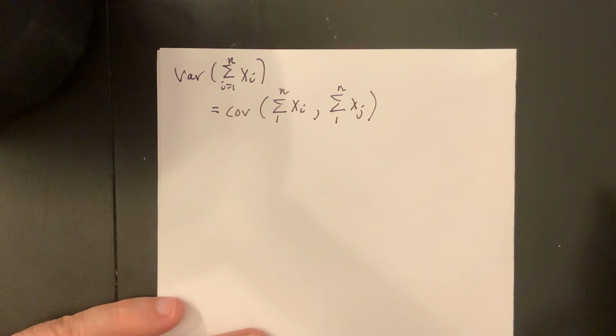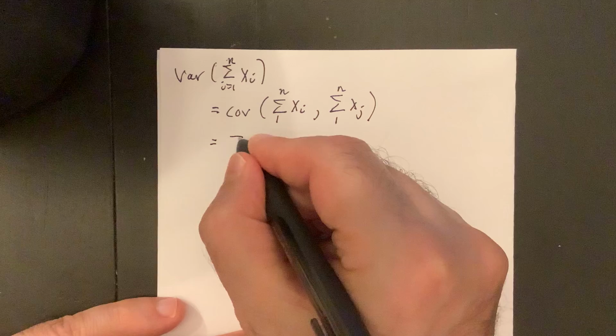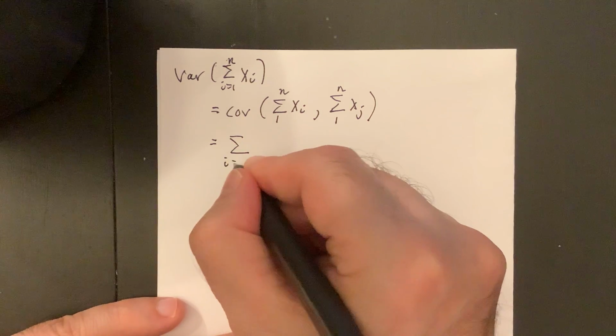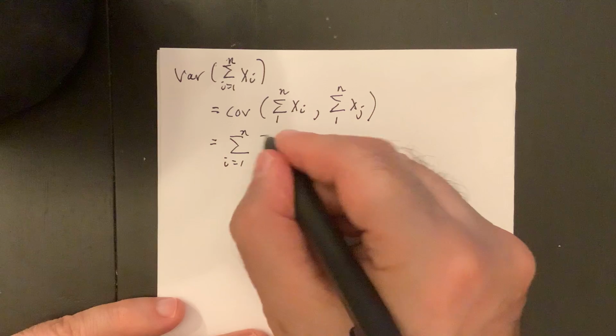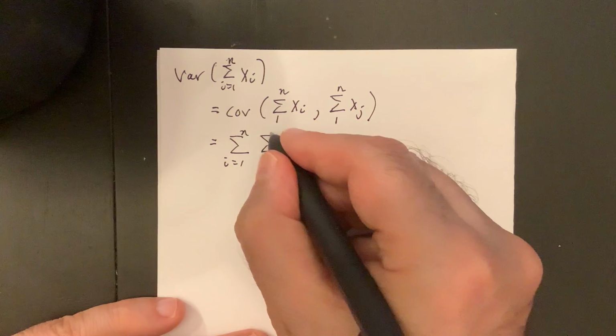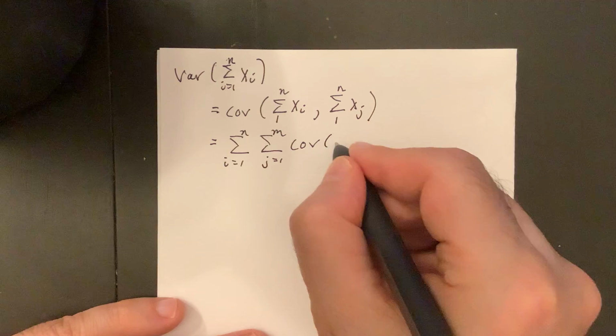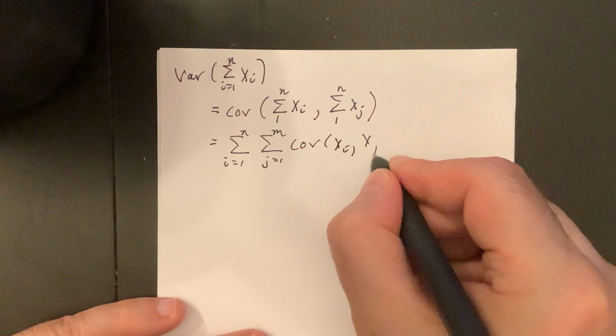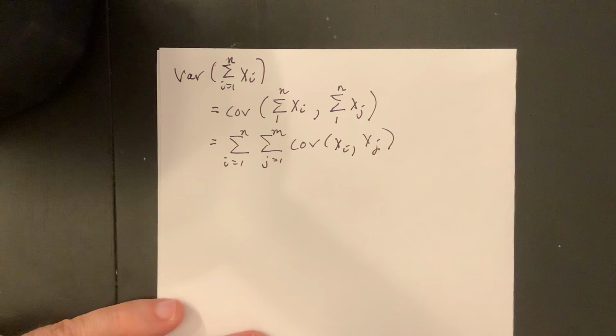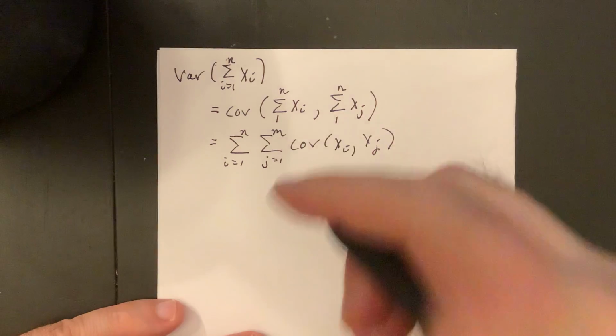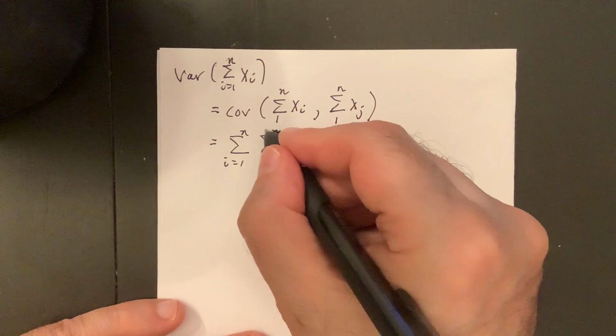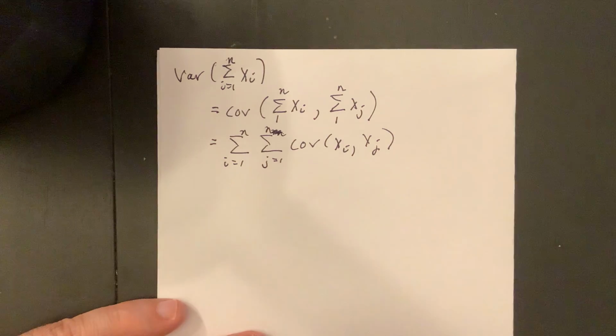And now I'll use property 4, that it's just the double sum of this. So i equals 1 to n, and j equals 1 to n, covariance of xi xj. And what we get is how many n times m terms? Oh yeah, m is the same here, so this is just n. We get n squared terms, right? Because it's the sum, and I'm taking it with itself.